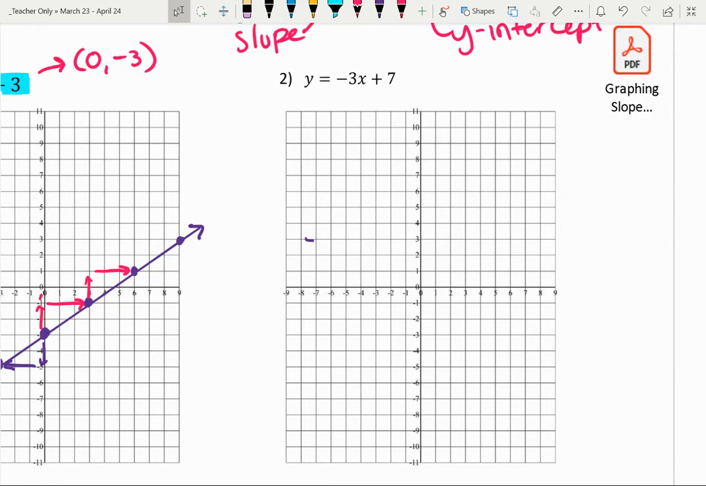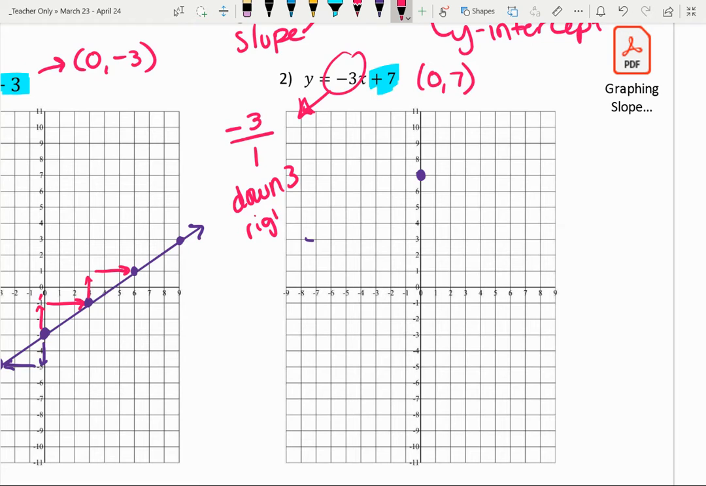So example 2 here, again, we're going to start with that y-intercept. That is the coordinate point 0, 7. So I'm going to plot that point, 0, 7. And then a slope of -3. Remember, slope is a fraction of vertical change divided by a horizontal change. And if I don't have a fraction, I can convert any number into a fraction by putting it over 1. So that negative sign means we're going to go down 3 and to the right 1.